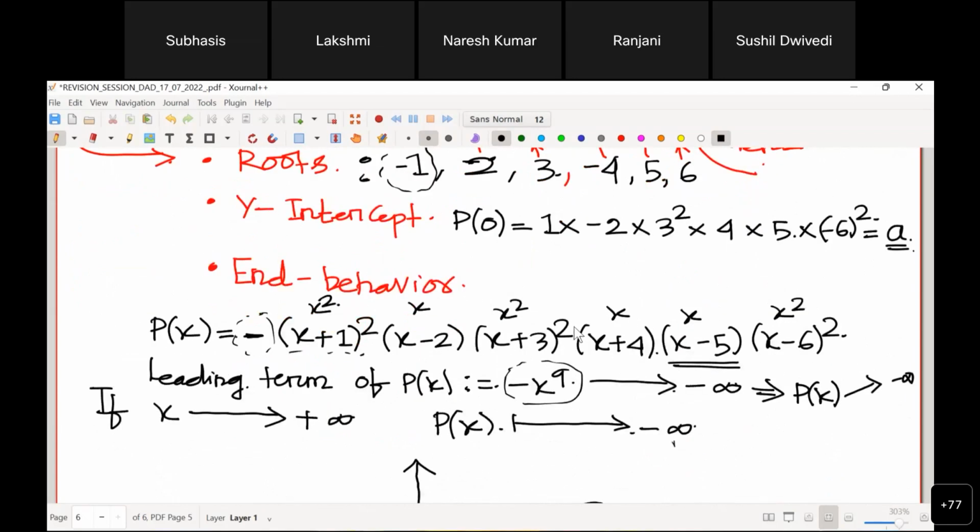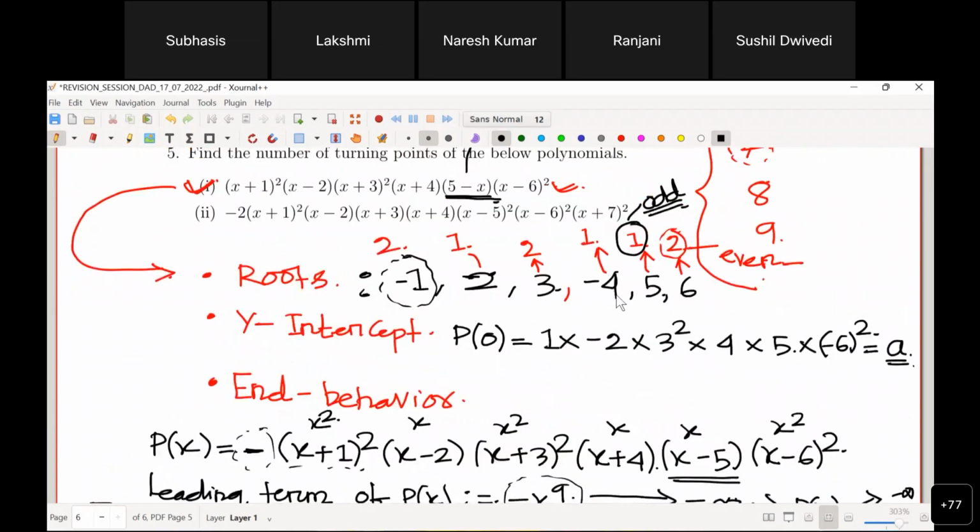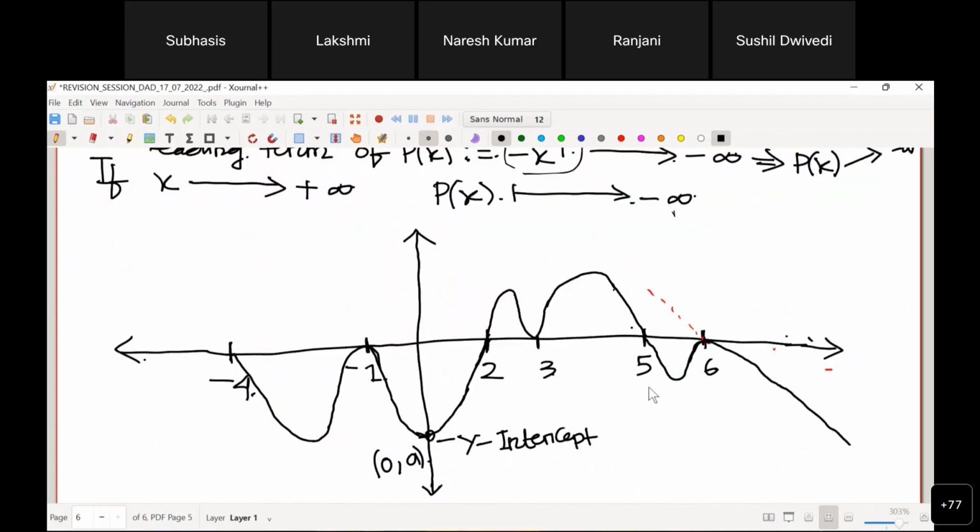And the multiplicity of -4 is 1, which is an odd number. That means it will cross the x-axis, right? So the rough diagram of this polynomial is this one that we have drawn here. So this is the rough diagram of this polynomial.